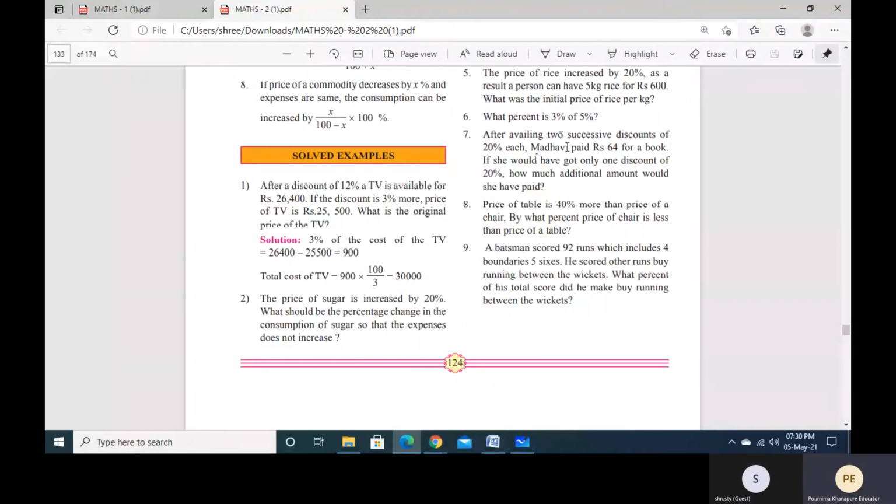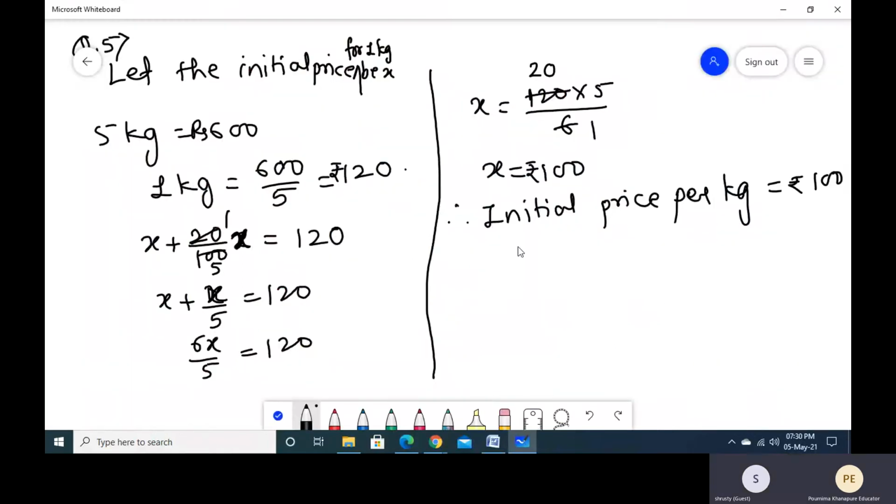Okay. Now, next is after availing two successive discounts of 20% each, Madhvi paid rupees 64 for a book. If she would have got only one discount of 20%, then how much additional amount would she have paid?